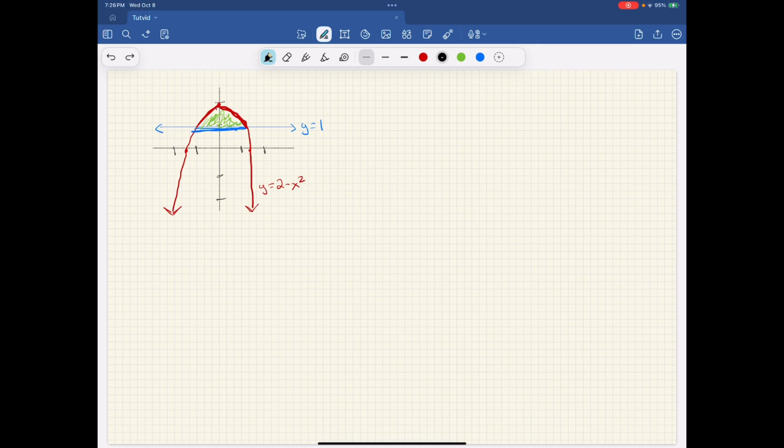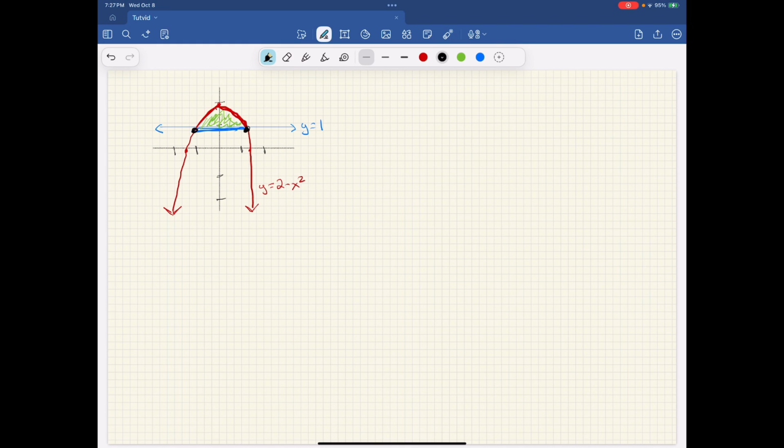Now we're ready to begin setting up our integration. And we'll note that the beginning point of the integration will be right here where the two functions meet, and then the end point will be right here where the two functions meet again. And we have to solve for those points. We note that the y value of both of those points is 1, but what's the x value?